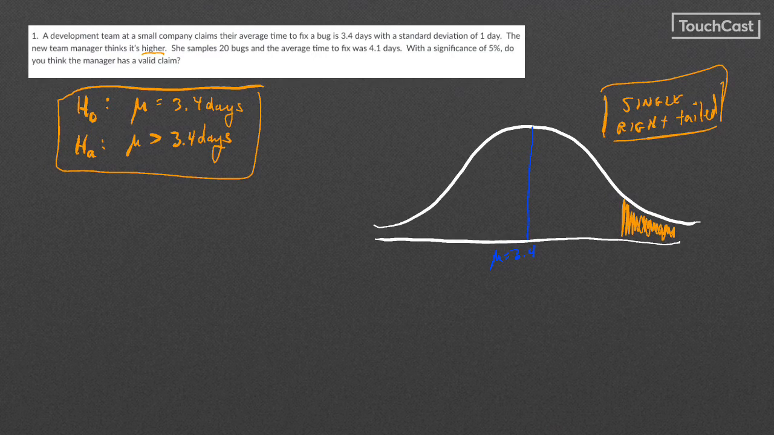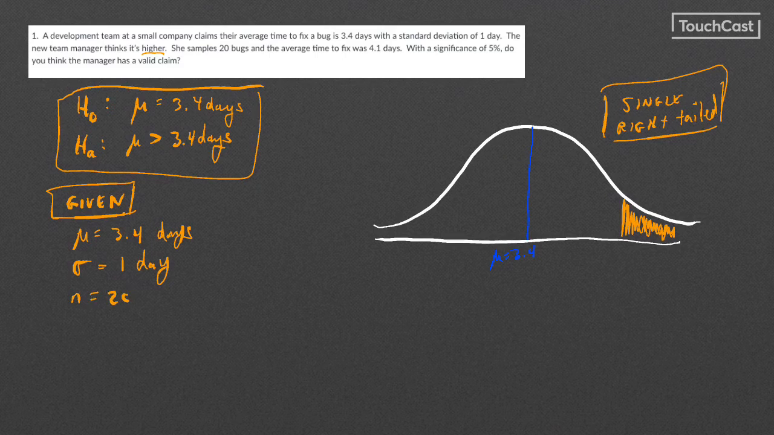So, to the second step, we've identified what we're trying to prove here. We've also drawn it out on a graph, so we understand: is it single tail? Is it two tail? That's very, very important. So the next thing we need to know is, what are we given? Our given is mu, the 3.4 days. We know sigma was given as 1 day. We also know that there's a sample of 20 bugs that was taken. And we know that x bar, or the sample mean, was 4.1 days. And lastly, we know the significance, which is 0.05, or 5%.